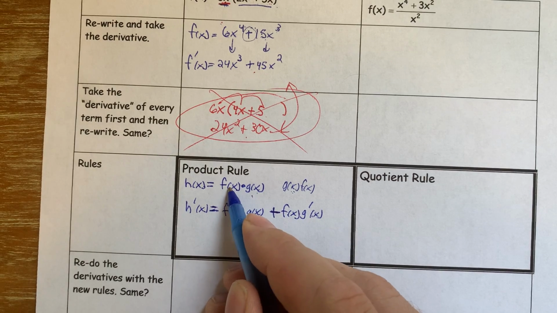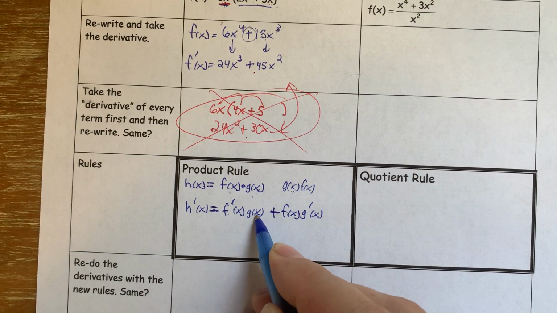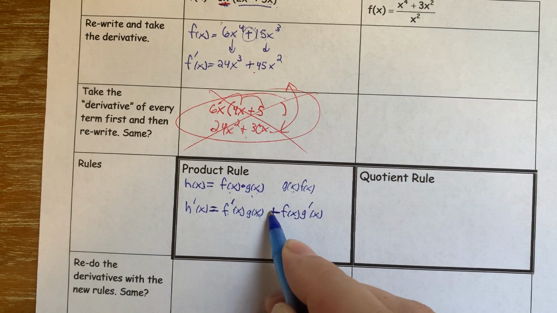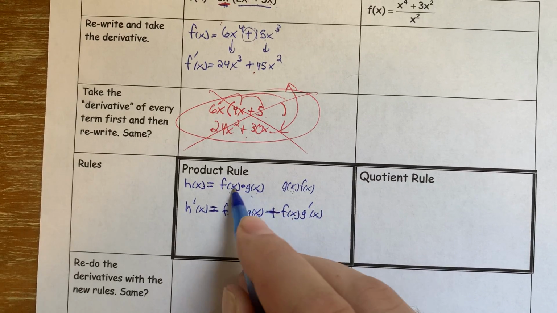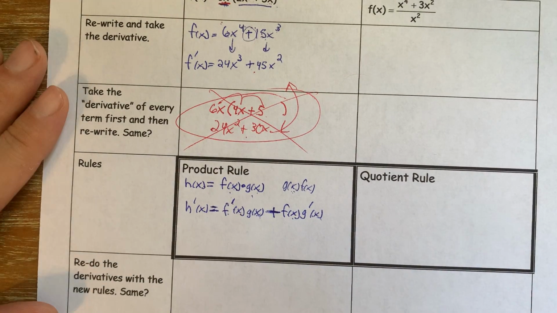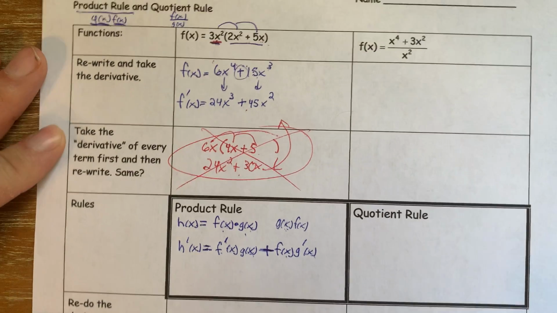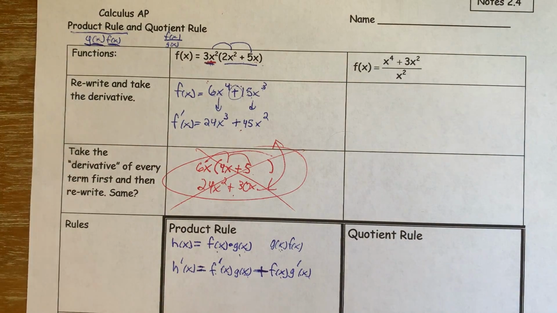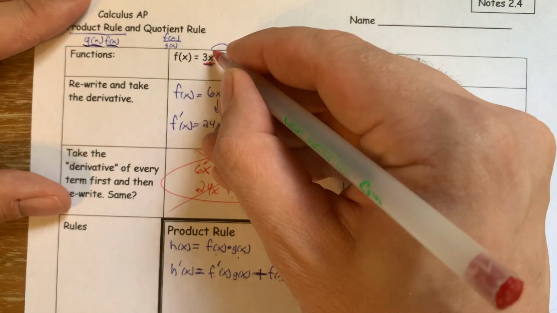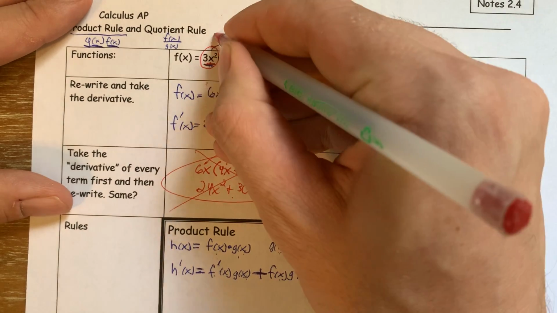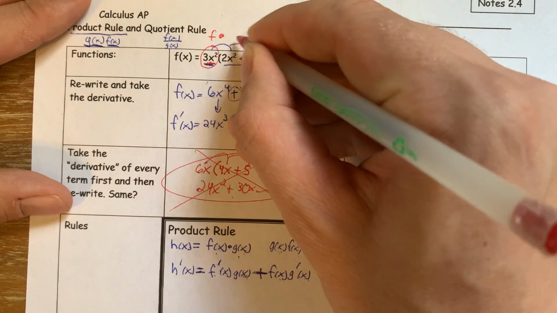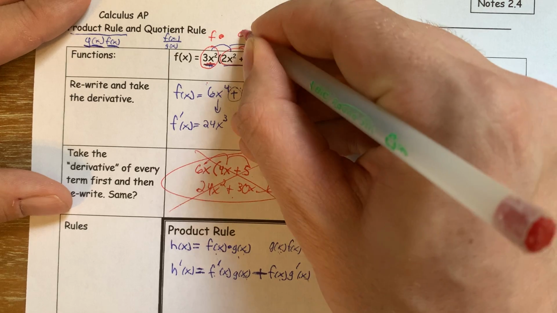So you do the derivative of the first one, leave the second alone, and add it to leave the first one alone times the derivative of the second. So let's see how this works, redoing this up here. In this case, what is the product? What are the two functions I know how to do the derivative of? Well, this is my f of x times g of x.